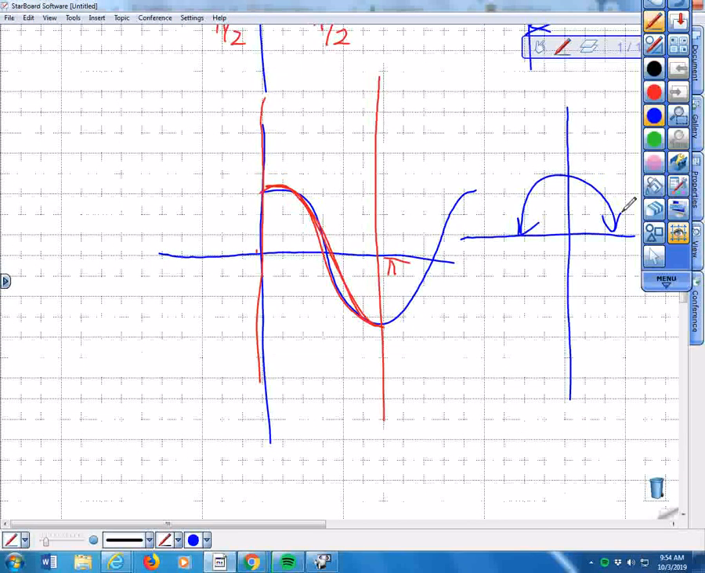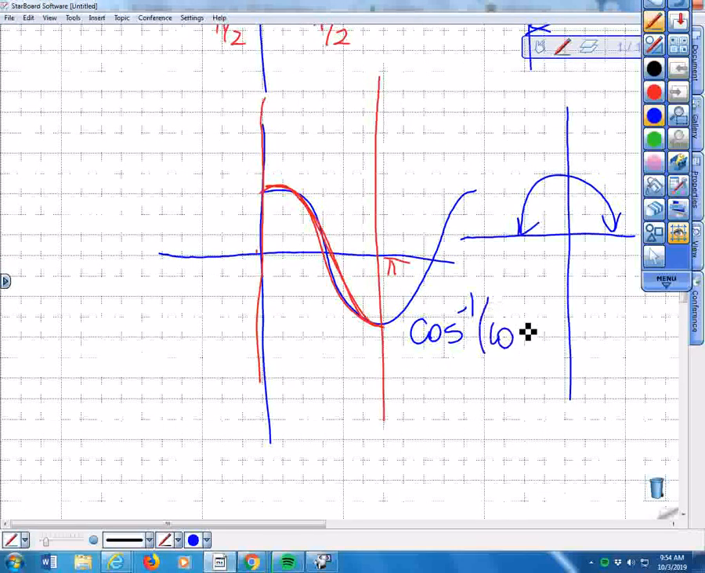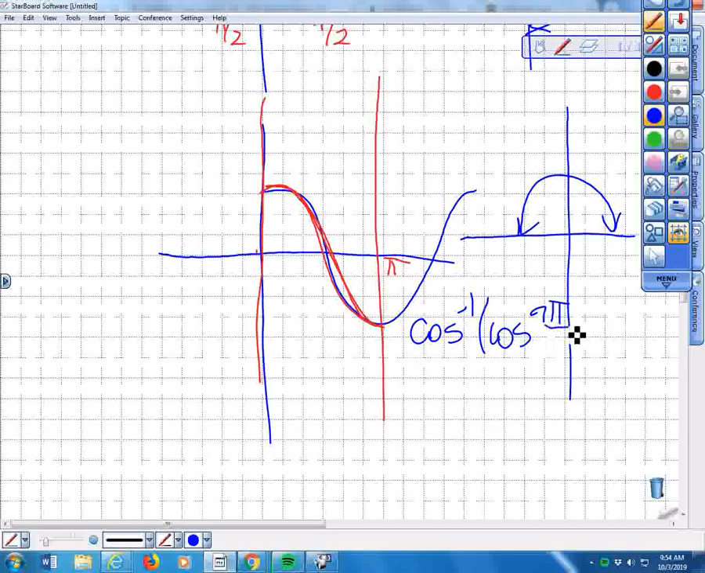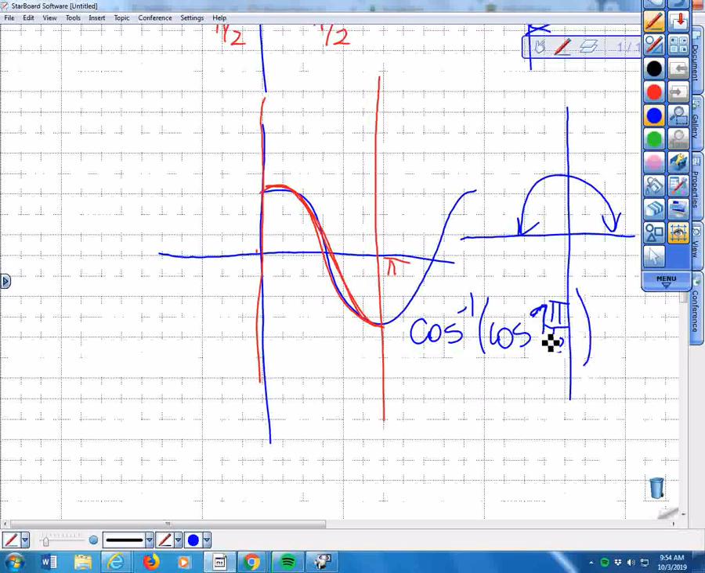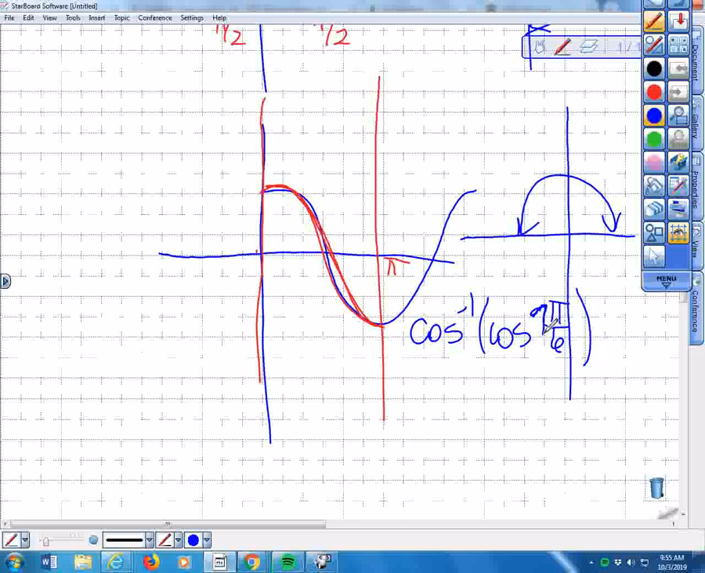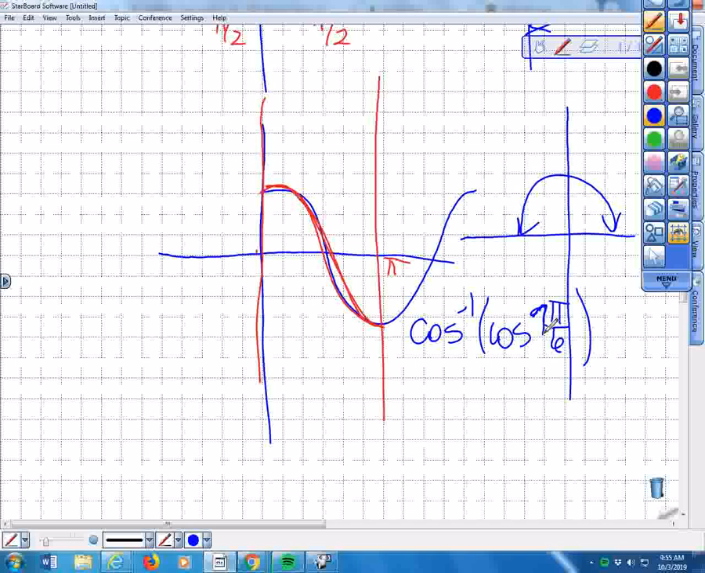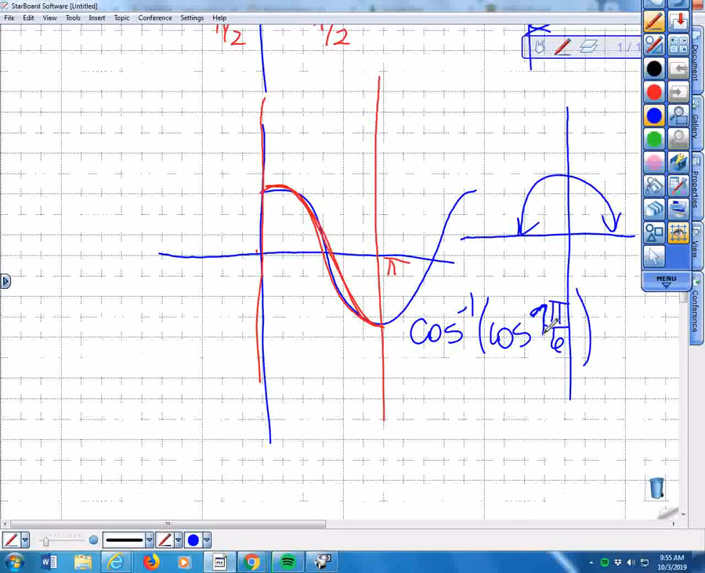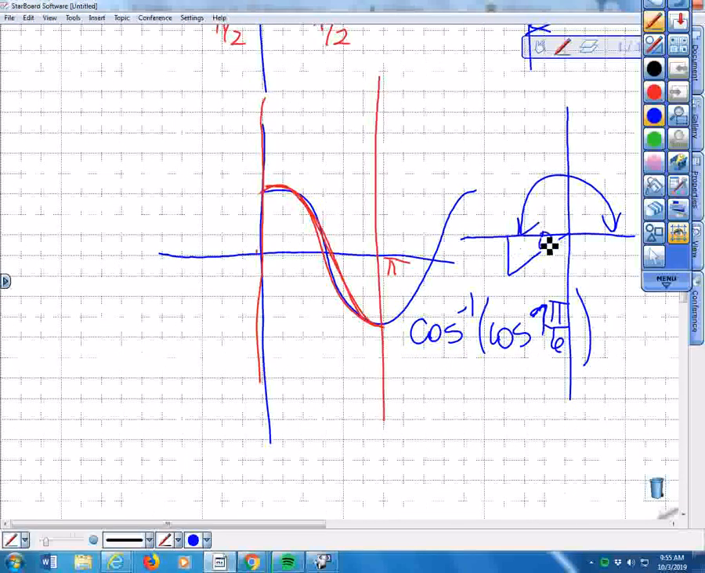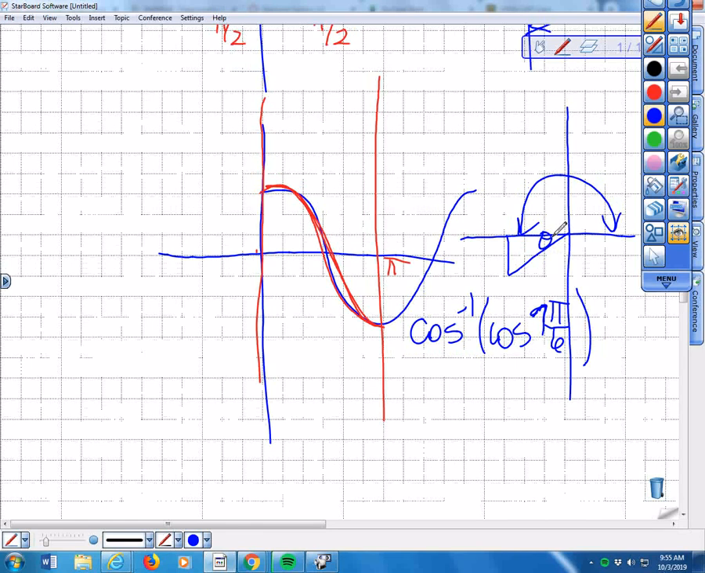Okay, so if I give you a problem, cosine of 7 pi over 6. Well, don't just jump to it and say 7 pi over 6 is your answer. Where is 7 pi over 6? Third quadrant. What's the reference angle? What's that angle? 30 degrees. Pi over 6 is your reference angle.